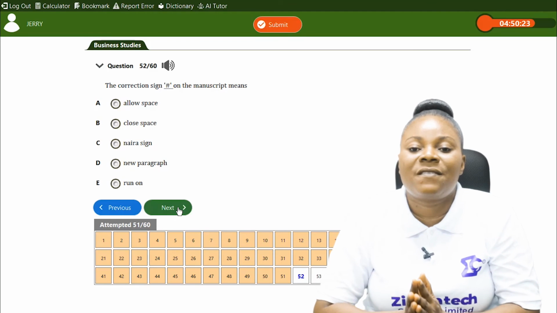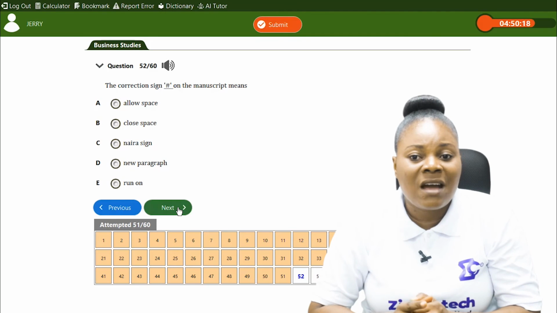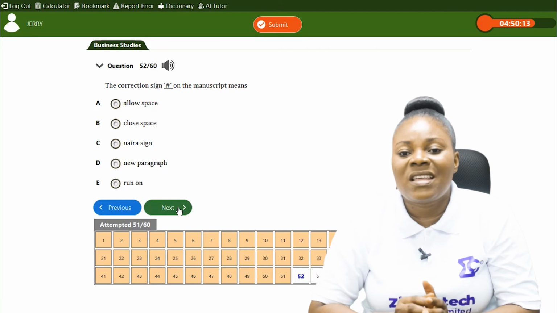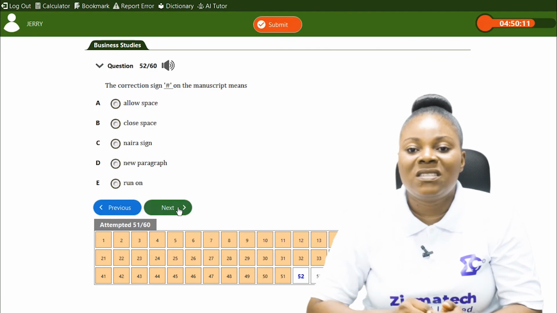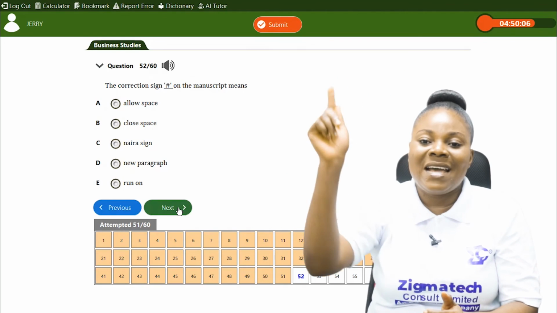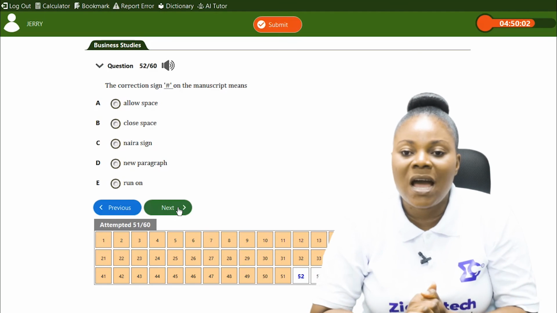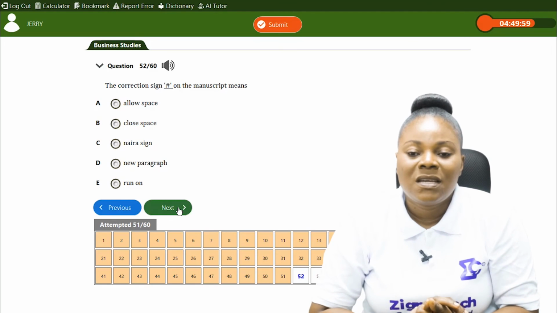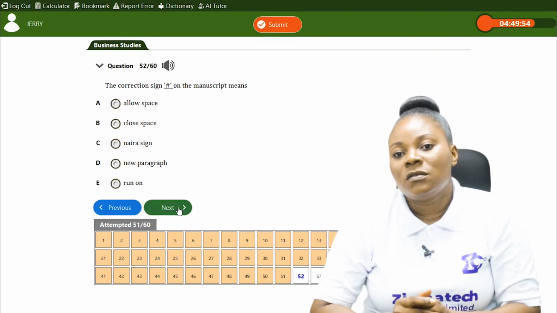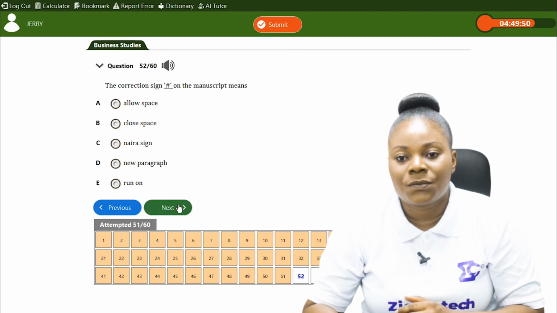That's the one that signifies that you're expected to close up space. It's not narrow sign. New paragraph, the correction sign that indicates new paragraph is NP. There we also have another one, run on. That one, the sign is like a backward S, as if you're writing S in a backward way. So all these are examples of correction signs on the manuscript that can be used to effect changes on your manuscript before final printing is done.